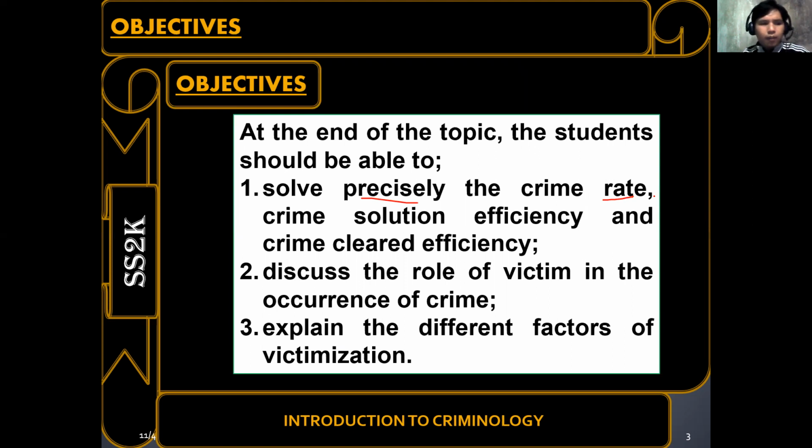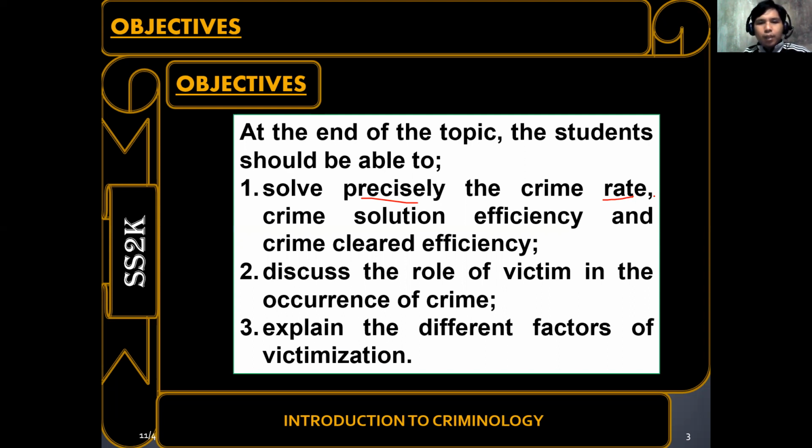Okay, so later on, if questions will be given in your quizzes, then you should be able to solve precisely the crime rate. Okay? Second, you should be able to discuss the role of the victim in the occurrence of crime. Bakit nga ba nangyayari ang isang krimen? Ano nga ba ang role ng isang biktima kung bakit nangyayari ang isang krimen? Ano nga ba yung pong iba't ibang klase ng biktima? So dapat kaya mo pong i-discuss yun, kapatid. If I will let you to recite, then you should be able to discuss it.